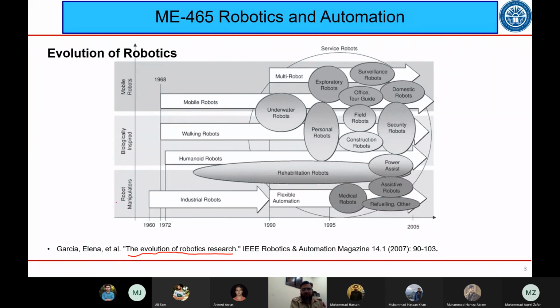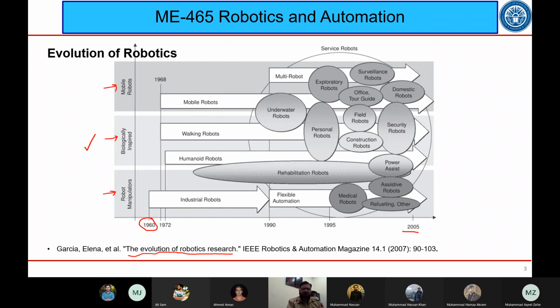If we see on the left hand side, on the y-axis, we have different types of robots mentioned here: the robotic manipulators, then biologically inspired robots, and then mobile robots. And on the x-axis we have the timeline in terms of years. If we look at this diagram, we can very clearly see that the 60s was the era when people started to use industrial robots.